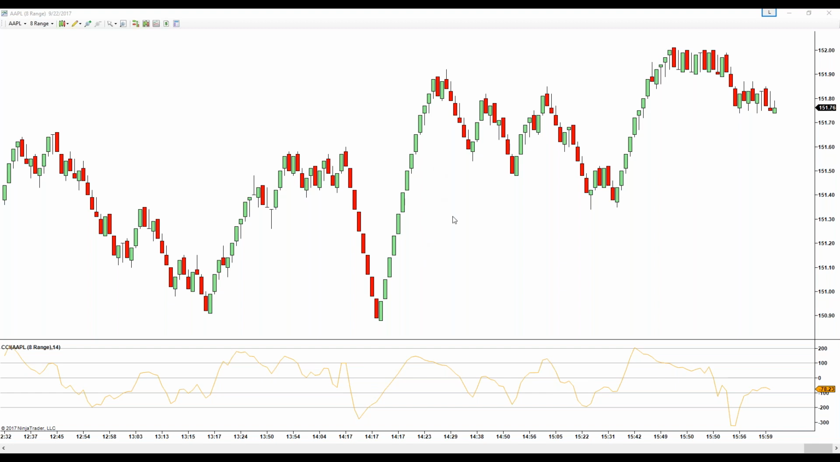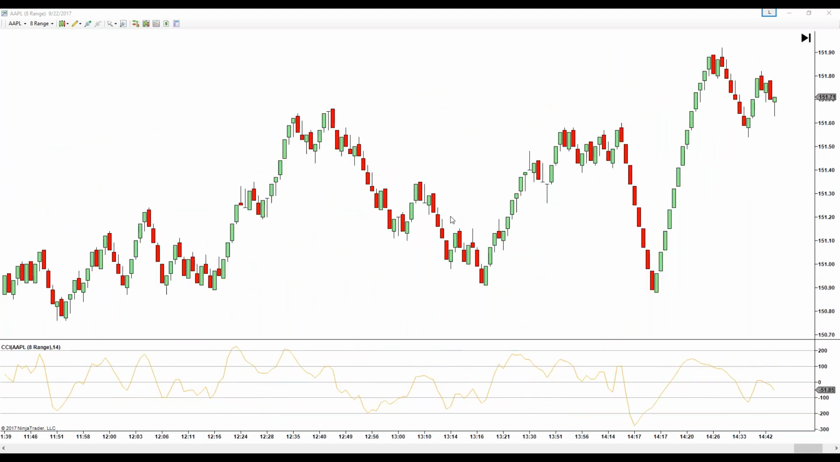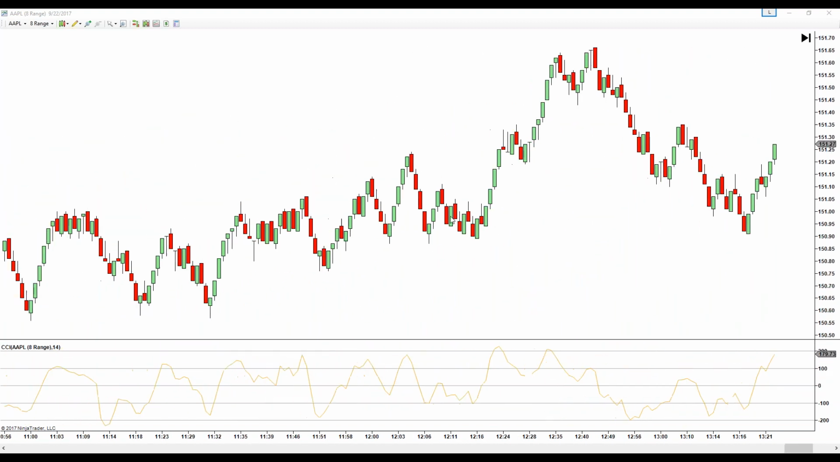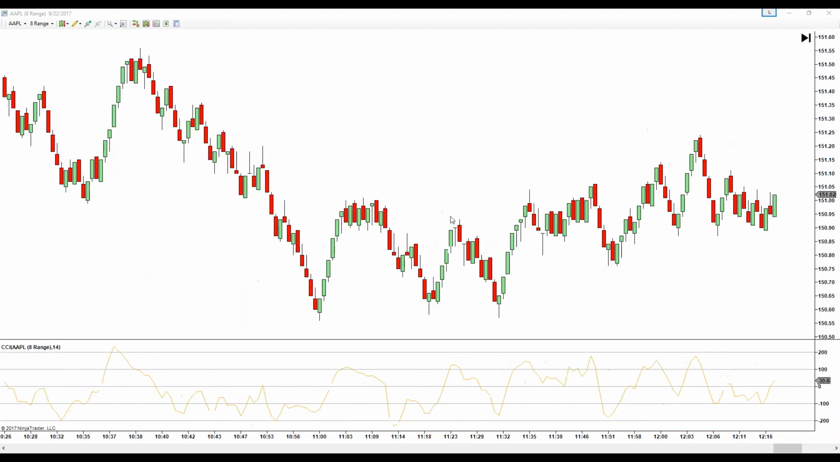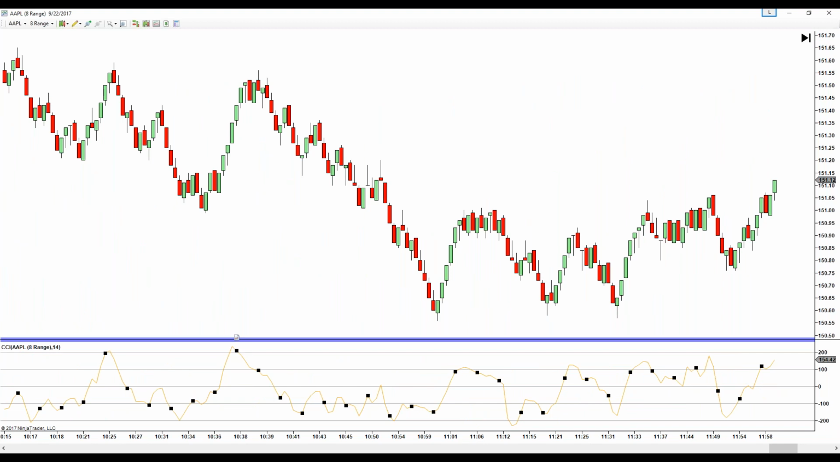Now, we all know that the market can stay oversold or overbought for a considerable period of time, and oscillator signals can be real difficult to trade. In fact, impossible to trade.